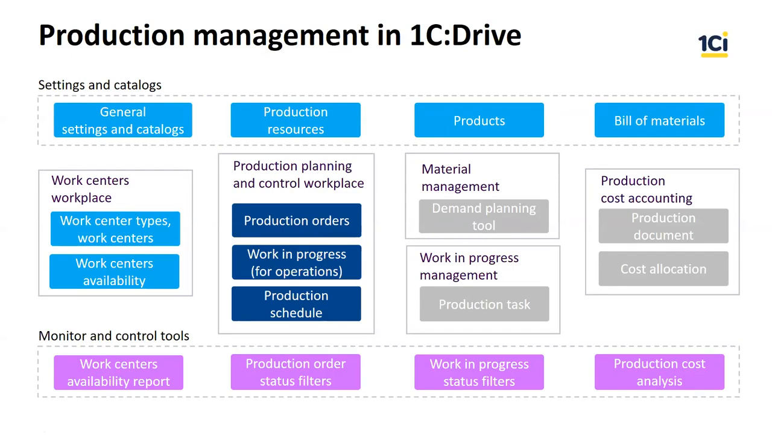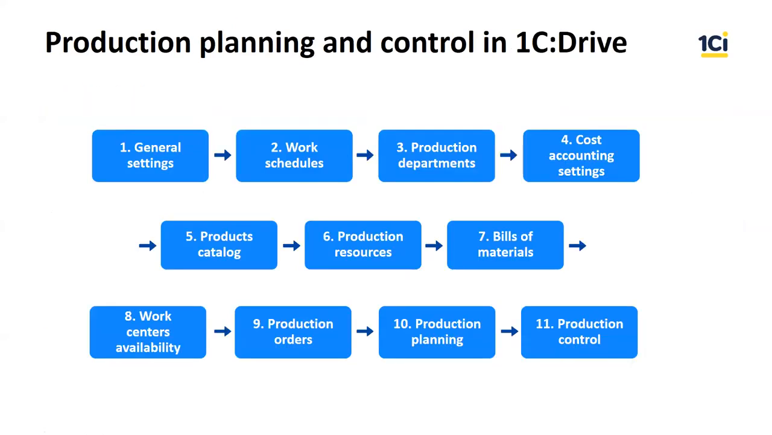And to make our task easier, we prepared a step-by-step instruction, and we will go through it today. So there are 11 steps, and in the first row, you see the steps that you will probably go through only once, because they contain very general settings that change very rarely. In the middle, you see steps that relate to product and process design, to products, production resources, and bills of material. And the last row are the steps that you will go through on a daily basis.